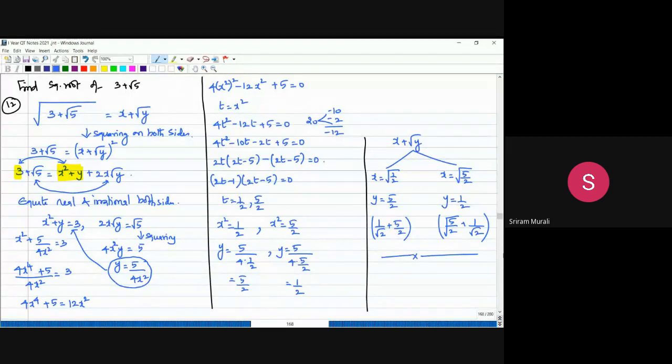Have you understood? If I substitute in the root, this will become root of 5 by 2. So I can say, in fact, this is plus or minus square root of 5 by 2, likewise 1 by root 2, or root of 1 by 2, both are the same. So this is the answer. Have you understood?